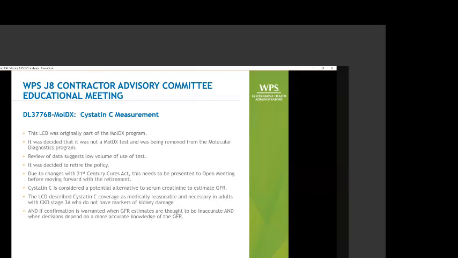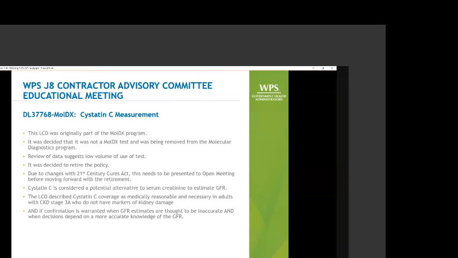Cystatin C is considered a potential alternative to serum creatinine to estimate GFR. The LCD described this coverage as medically reasonable and necessary in adults with chronic kidney disease stage 3A who do not have markers of kidney damage, and if confirmation is warranted when GFR estimates are thought to be inaccurate and when decisions depend on a more accurate knowledge of the GFR.